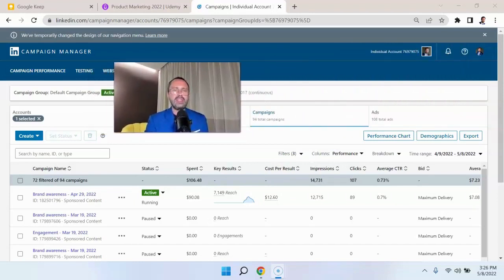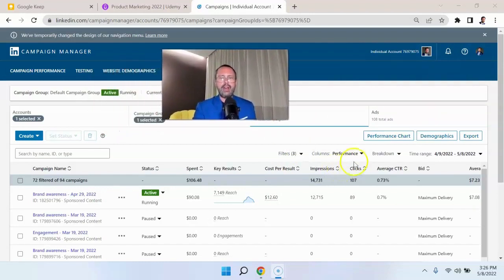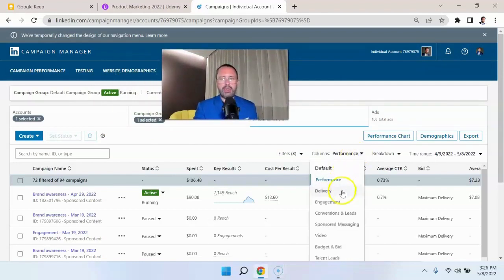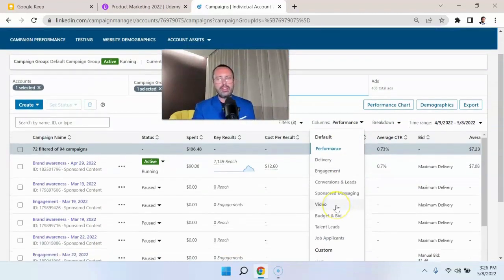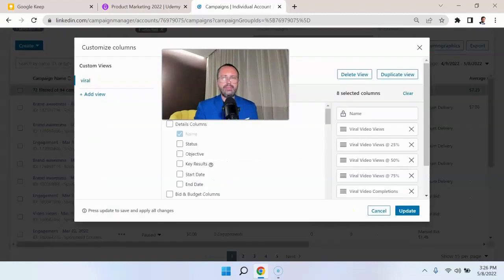And it's not always easy, but sometimes it is. So for example, if we go into the LinkedIn Campaign Manager, they have a section here called columns, which gives you interesting data about things like reach and frequency, which you can find under delivery, and engagement, people engaging with your posts. You can see various video metrics. But the one that I'm particularly interested in is the customized option. So let's go to the customized column.